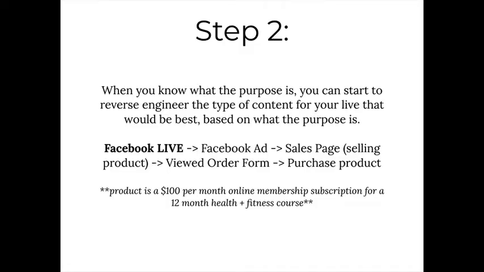So step 2 is, when you know what the purpose is, now you can start to reverse engineer the type of content for your live that would be best based on that purpose. A way that we reverse engineer that is we know that off to the far bottom right is going to be purchase product. We want them to purchase product. Well, before that happens, they've got to view an order form. Before that happens, they have to visit a sales page. Before that happens, they have to come through a Facebook ad or come directly from the Facebook Live.